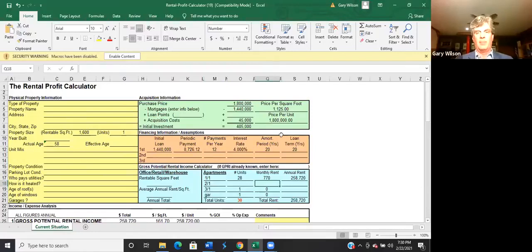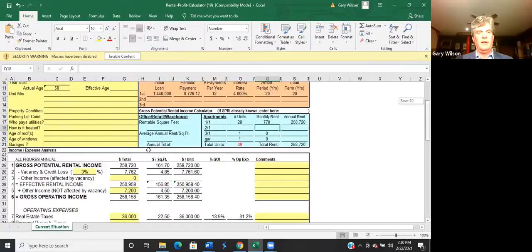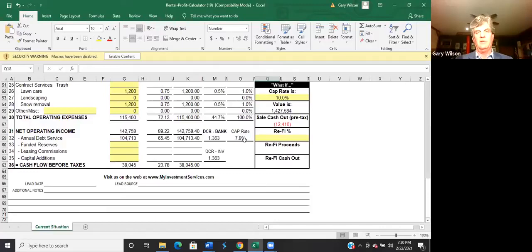But for this here, if we raise the rents to what we believe they should be or could be, it then gave us a net operating income of 142,000. All right. You see the cap rate jumped to 8%, and you put 38,000 in your pocket. Okay.